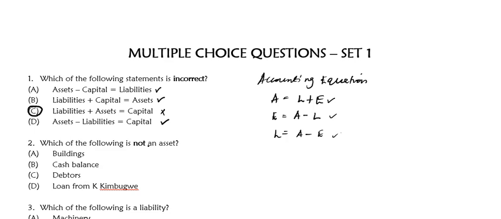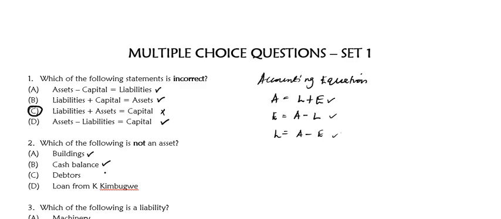An asset is a resource of value that a company owns or leases, and of course it helps the business to generate revenue or to reduce expenses. When you look at assets, they can be tangible as well as intangible. Among the options which we have, a building is a resource of value that a company owns, so buildings, that is an asset.